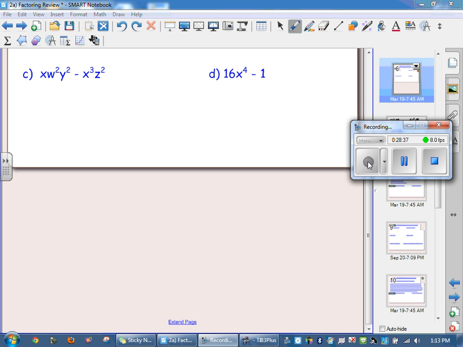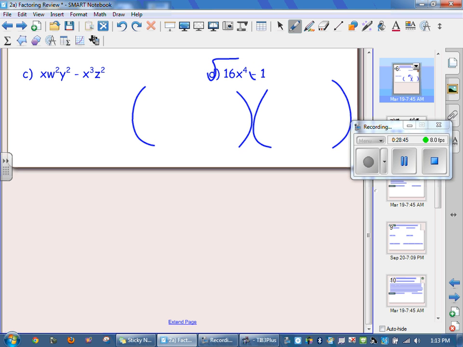What is the root of 16? 4. It's 4. Good. Now, what is the root of x exponent 4? X squared. Good. Because remember, all you're doing is you're taking the exponent and you're dividing it by the index. So 4 divided by 2 is 2. So you get an x squared and an x squared. Okay? What is the root of 1? 1. Good. And then again, put your plus minus.